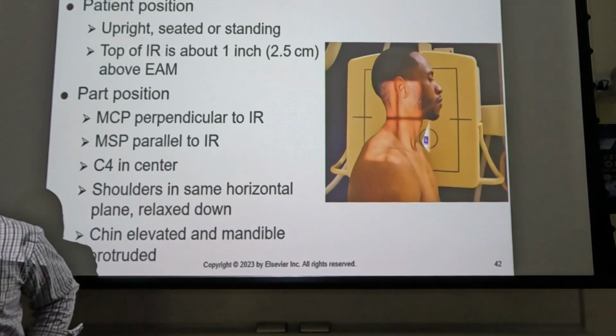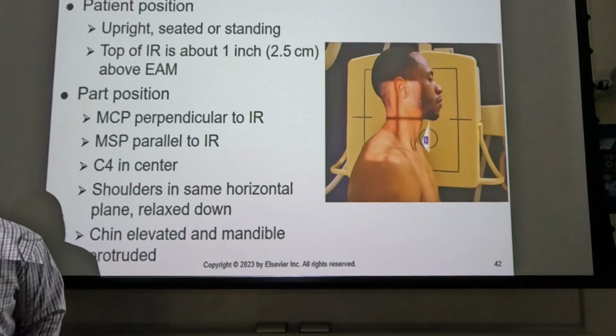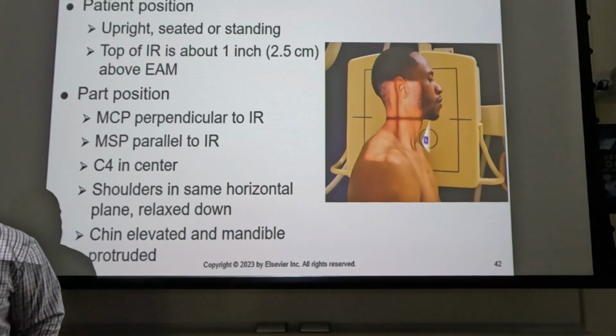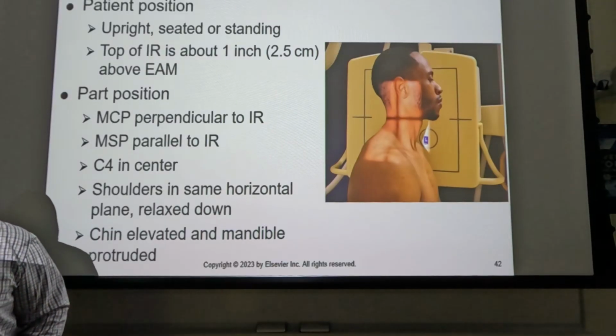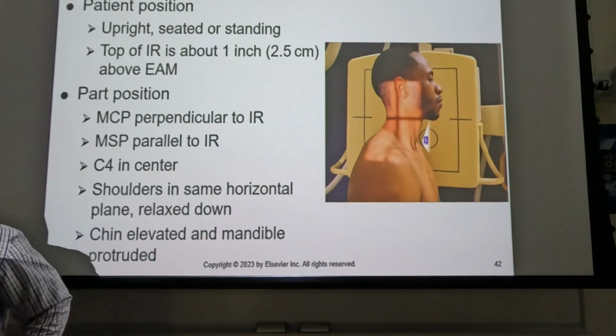So it's saying the SID is 60 to 72. You need to know, no, just 72. I think the 60 is because some trauma rooms just won't let you get 72. I've worked in those, but if at all possible, 72 inches.